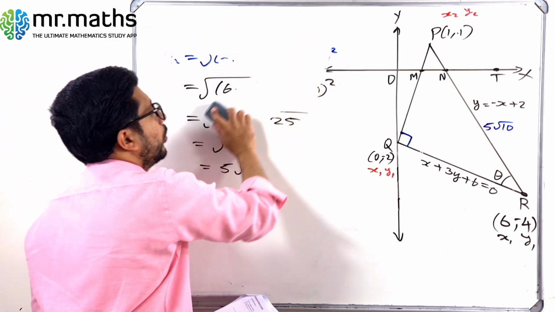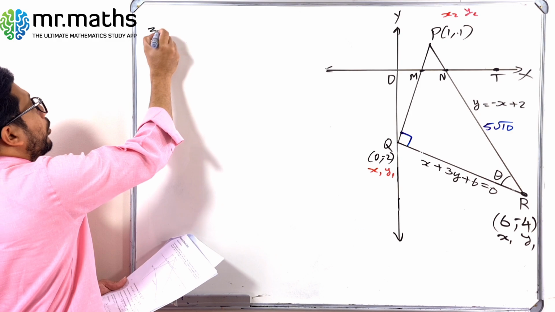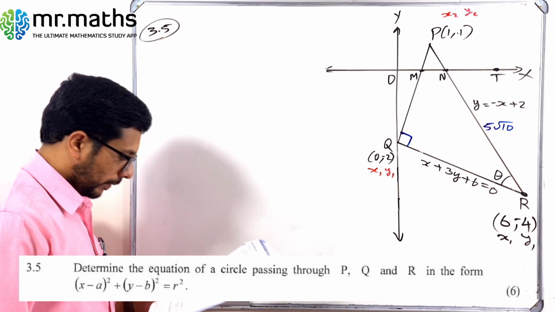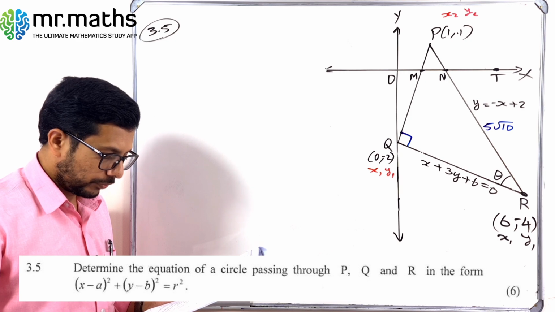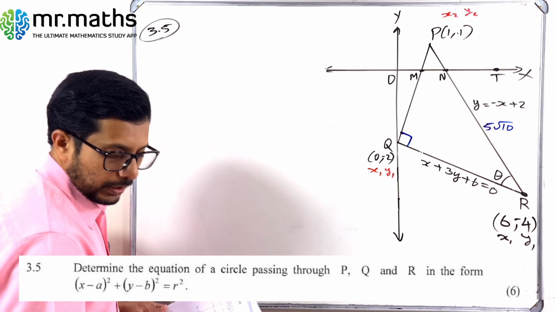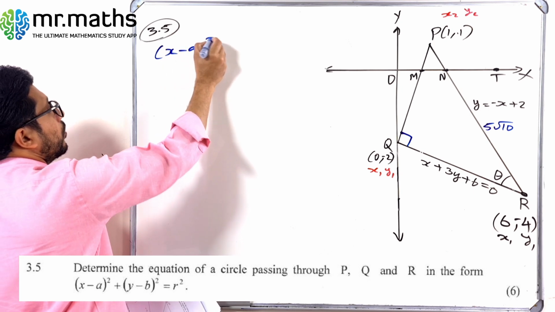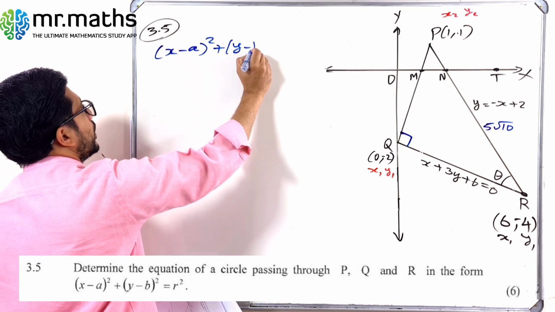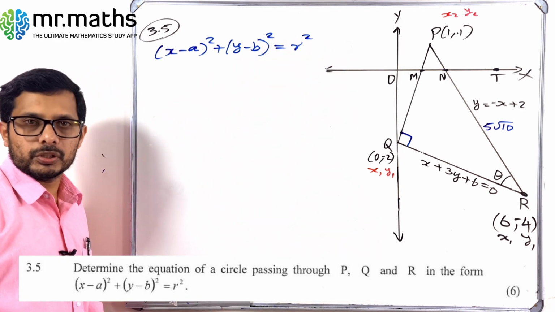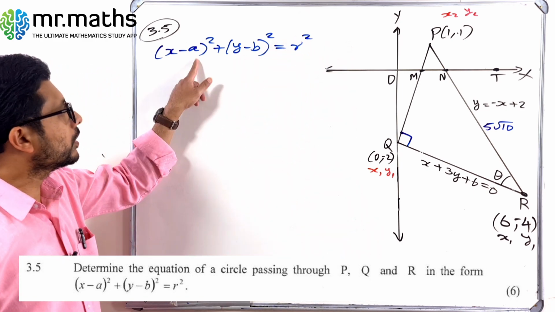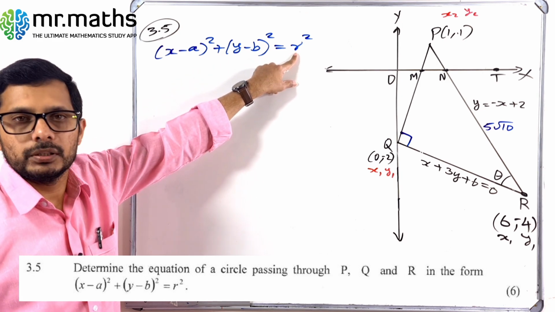Question number 3.5. What is that question? Determine the equation of a circle passing through the points P, Q, R in the form of (x minus a)... So that is the general equation of a circle: (x minus a) the whole square plus (y minus b) the whole square is equal to r squared. That is the general equation of a circle. Am I right? Okay. And what do this a and b stand for? The center of the circle. And what is this r? The radius of the circle.